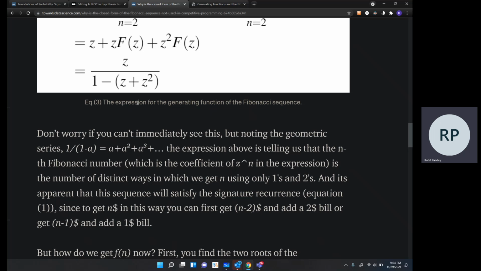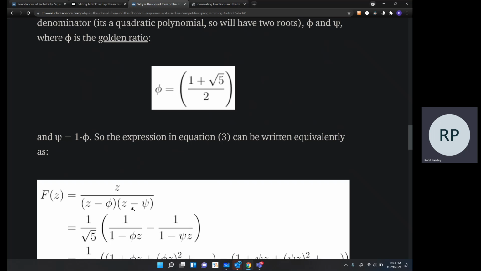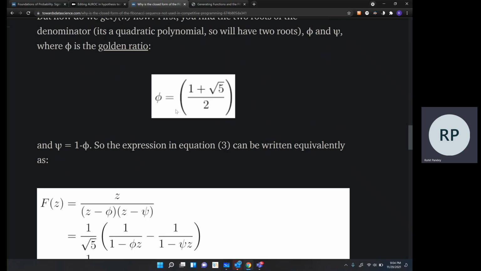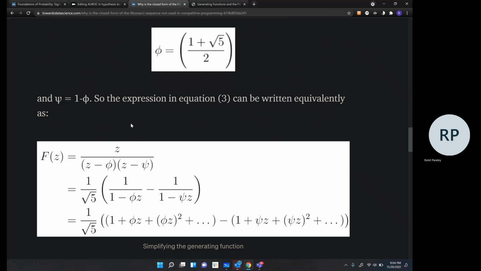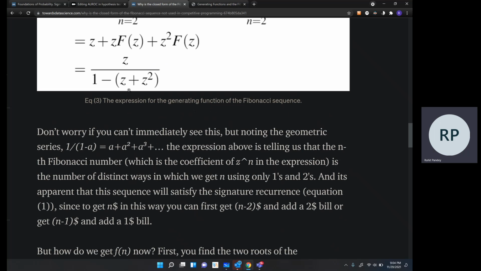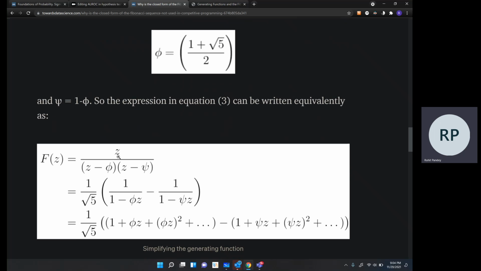With any quadratic polynomial, it has two roots, right? The quadratic formula. And if you work out the quadratic formula, you'll get the two roots as phi, the golden ratio, which is 1 plus square root of 5 by 2, and also psi, which is 1 minus phi, and that's 1 minus square root of 5 by 2. And so this 1 minus z plus z square term can be written as z minus phi times z minus psi.